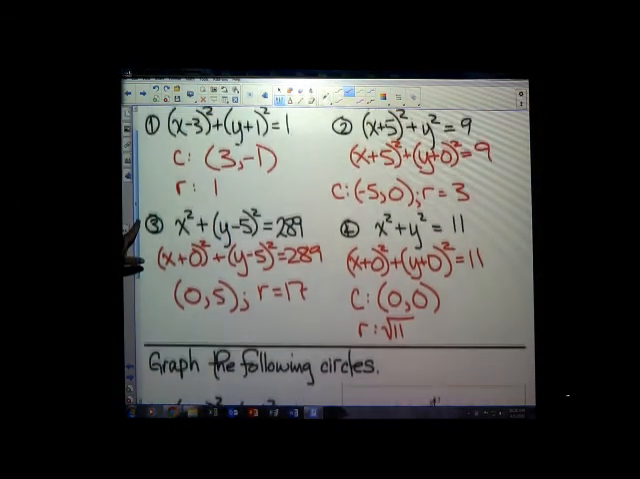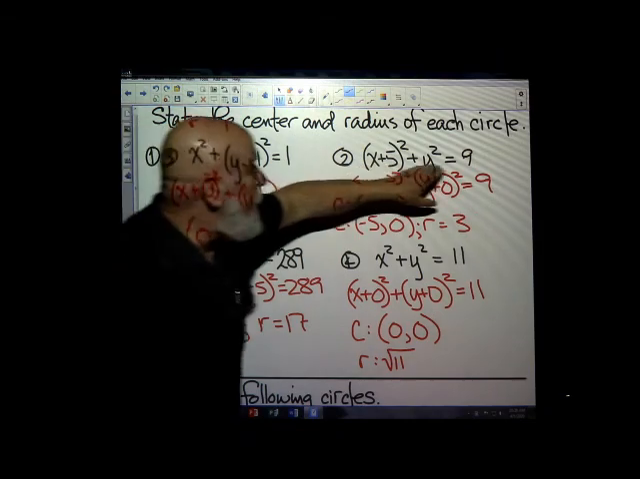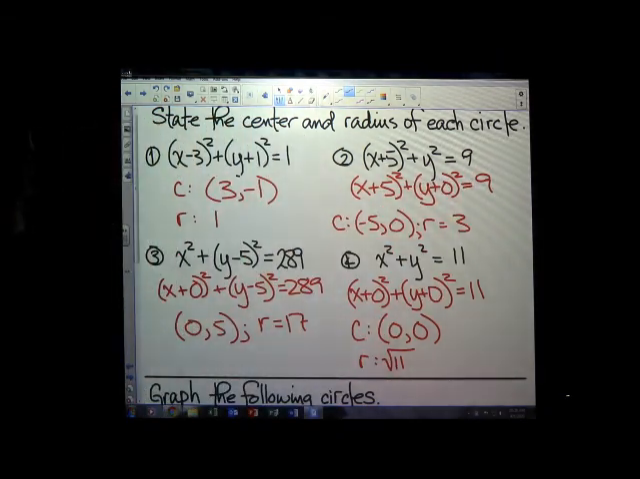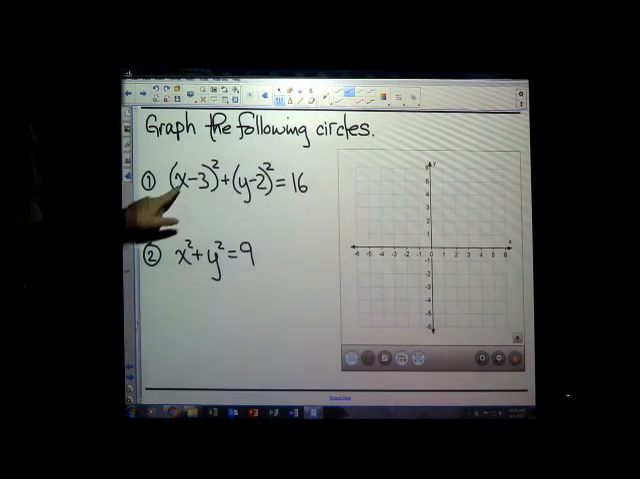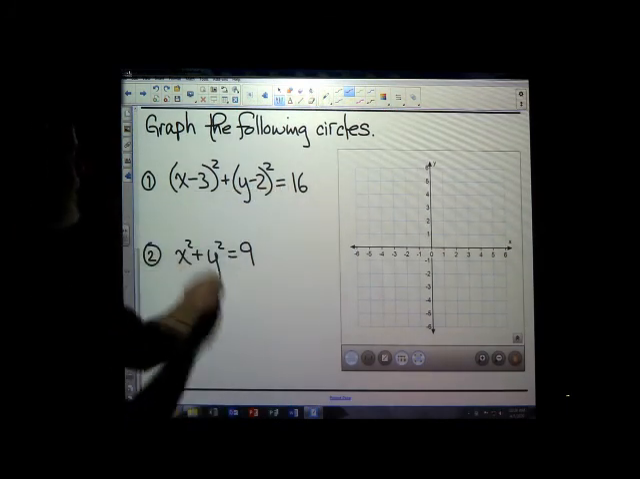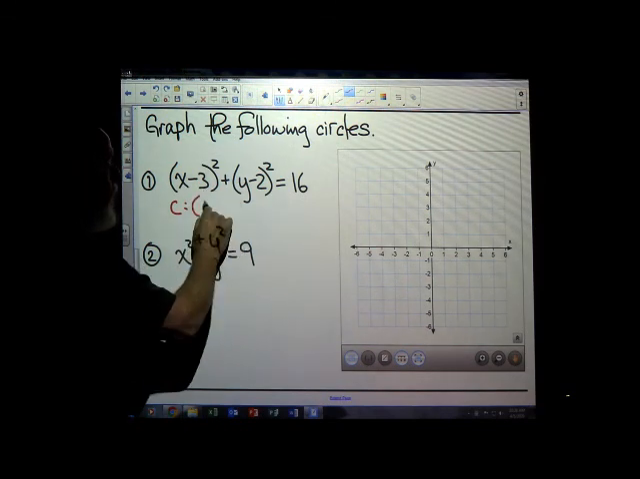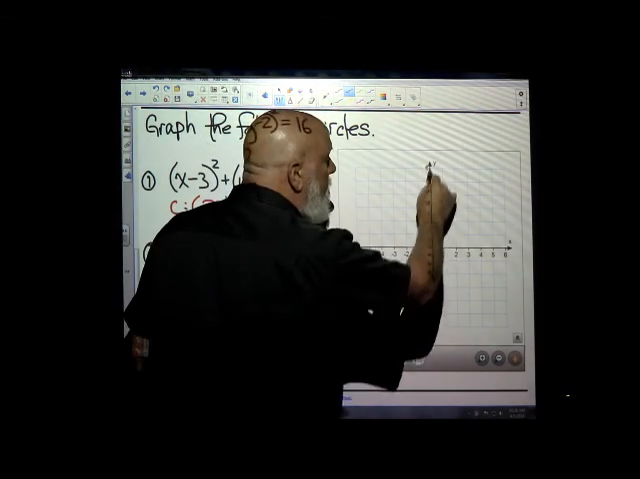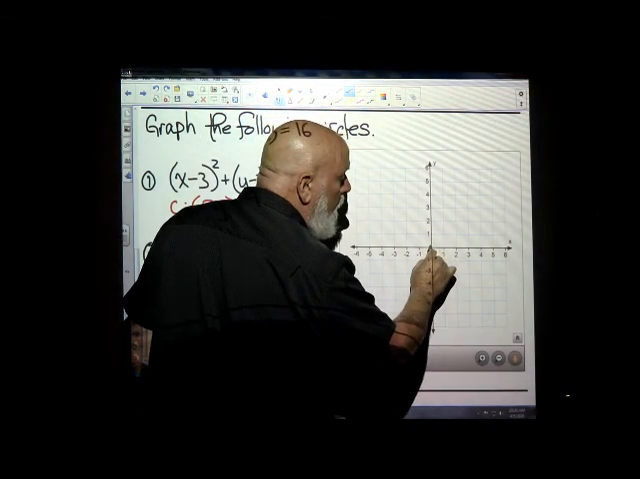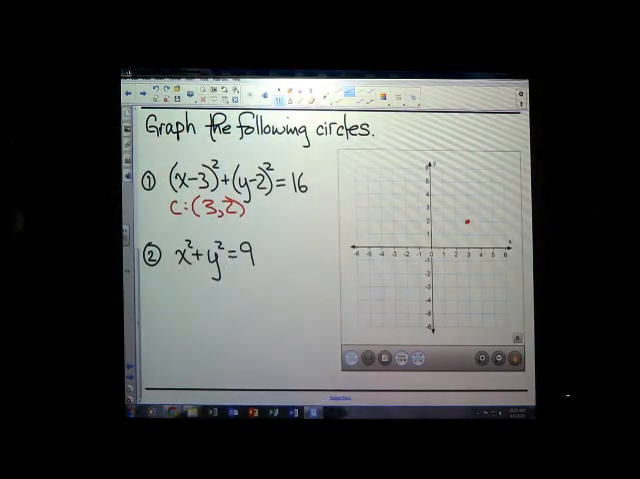Okay, so that's how we look at an equation and determine the radius and the center at a glance if it's written in standard form, which these are. And it makes them really, really easy to graph. If I said graph this, well, I'd say, I know that the center is at 3, 2. So I come over to my Cartesian coordinate plane, and from the origin, I go over 3 and up 2, just like we did in pre-algebra. There's the center of my circle.